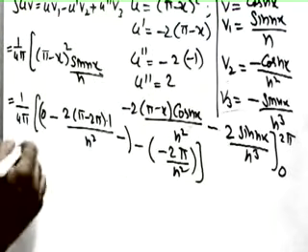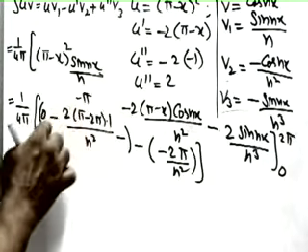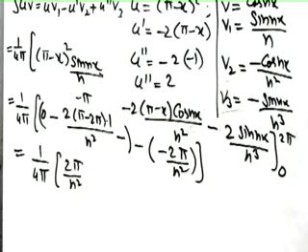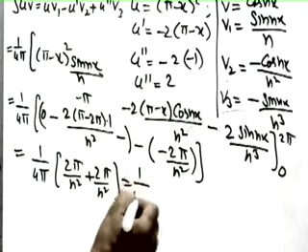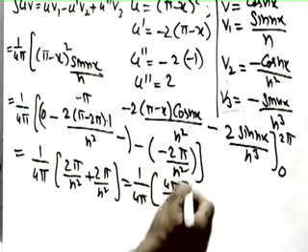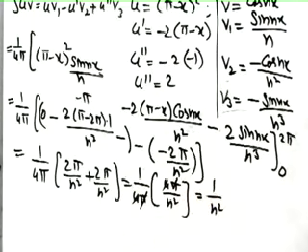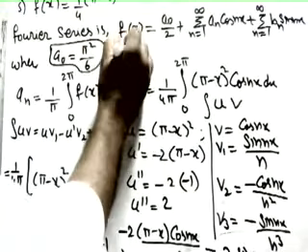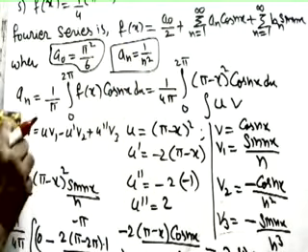Now let me solve a little more. So here, watch carefully. What will happen? 1 by 4 pi into pi minus 2 pi is minus pi. So minus into minus plus 2 pi by n square, minus minus plus 2 pi by n square. So this will become 1 by 4 pi into 2 pi plus 2 pi will be 4 pi by n square. So pi, 4 will get cancelled. What is left here? 1 by n square. So we got the value of an. An is 1 by n square. Let me write this here: an equals 1 by n square.